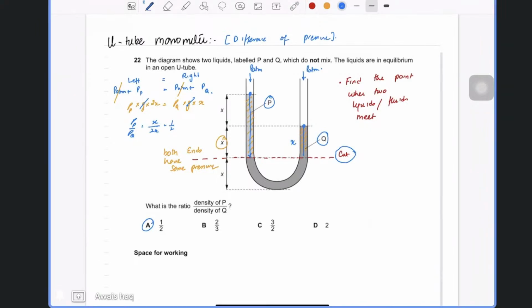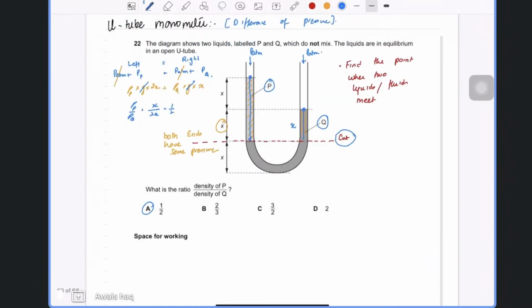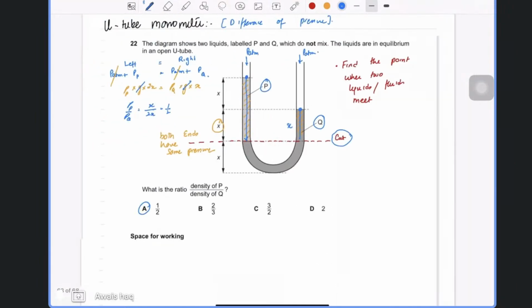Yes. So the idea is that you find that sweet spot where both the liquids meet, and obviously instantly your question is going to be solved, and that's not too hard. So I'm gonna go to, I believe, the next one, but you can copy this. It's all right.